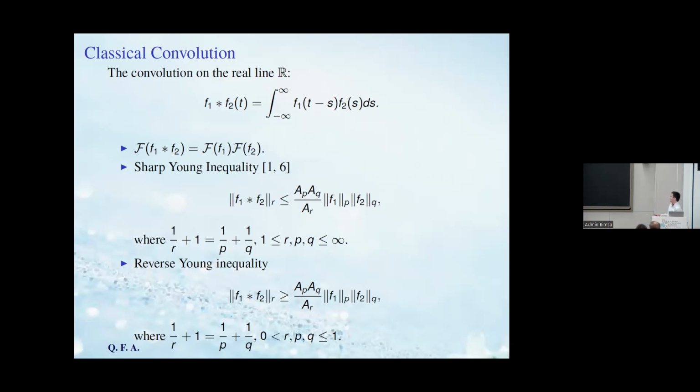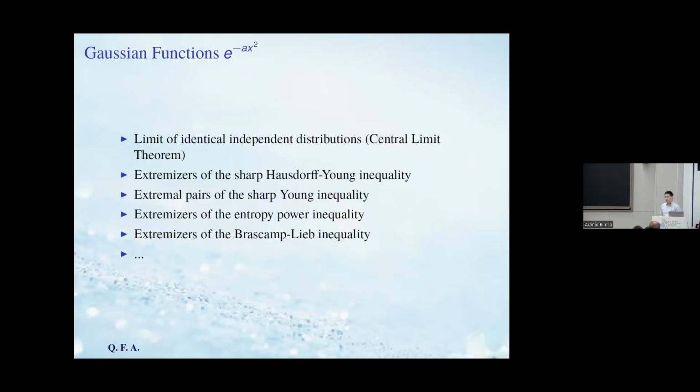If you reverse the sign, reverse this inequality, we will get the reverse Young inequality. If we consider the extremizer of the two inequalities, we will say that the Gaussian functions are the extremizer, or extremal pair. So that means the Gaussian function is very important. Not just important in this inequality, it's also important in probability, because it is the limit of identical independent distribution.